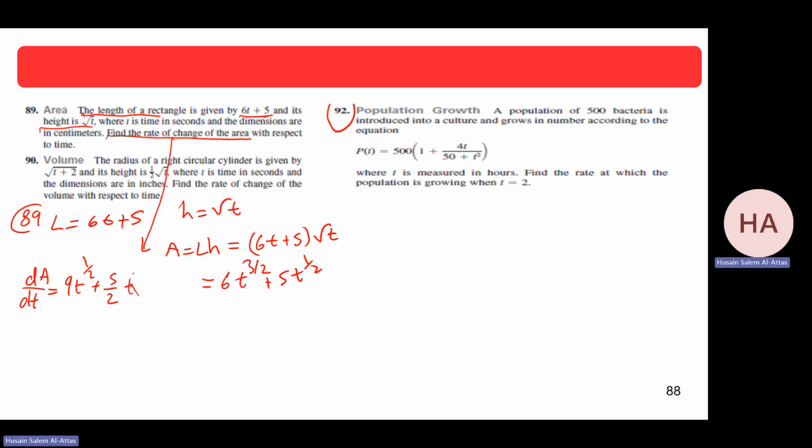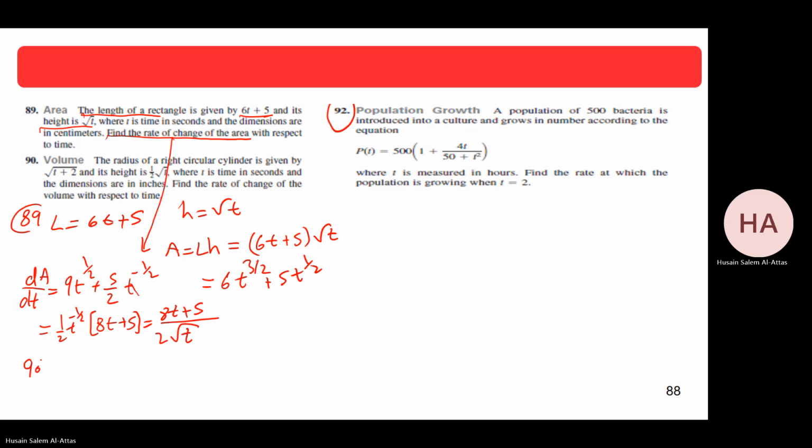5 over 2 t to the power minus half, which you can simplify. You can take 1 over 2 t to the power minus half as a common factor, and the remaining will be 8t plus 5. In other words, (8t plus 5) over 2 t to the power half. This will be it. If at a specific value, you can do it also.